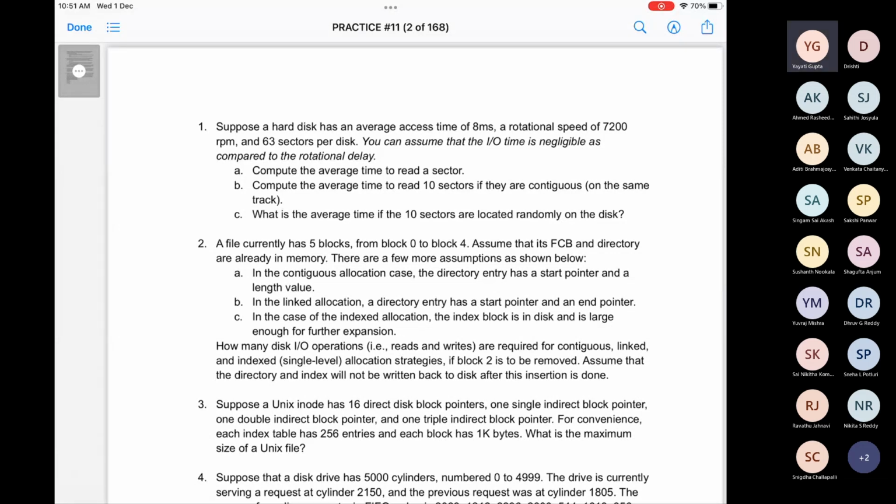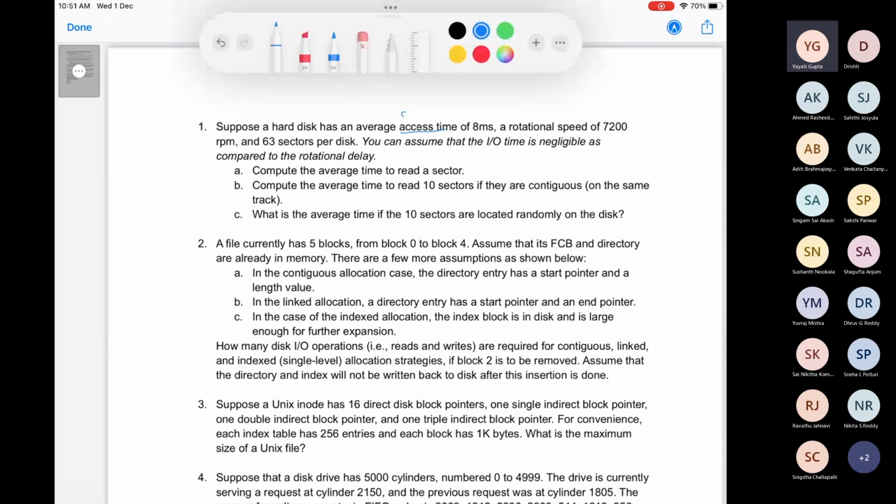All right, so can you tell me the rotational latency for the first question? Let's take it slowly and then we'll try to answer it. You are given the average access time. Access time is nothing but the seek time here. So your average seek time is 8 milliseconds. You are given the rotational speed and the number of sectors per disk. All right. So before solving part A, can you compute and tell me what the rotational latency is? I'll wait for your answer.